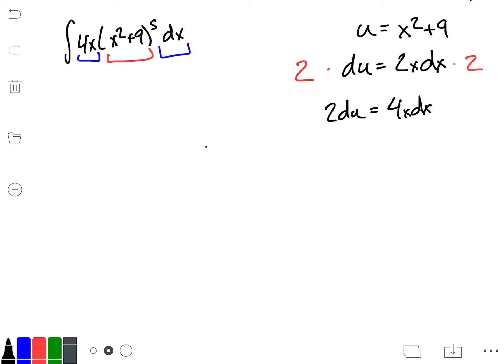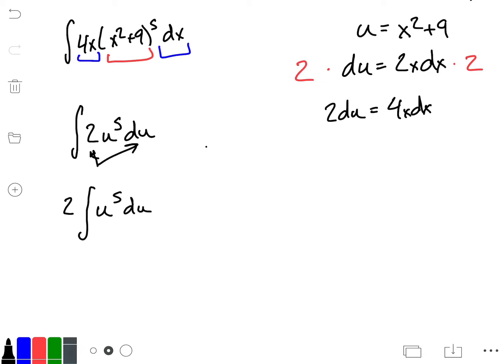So then we'll go ahead and plug in our u substitution from here. So we have 2u, which we're substituting out x squared plus 9 for, to the 5th power du. So the 2 and the du are from the 4x dx part, and then the u is just x squared plus 9. So from here we can go ahead and simplify our integral just a little bit, and we'll go ahead and pull out the 2, and then we have u to the 5th du.